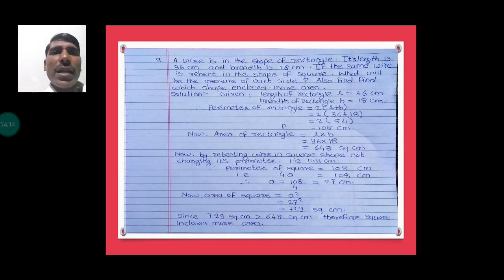You can compare these two areas. First, 648 is much smaller than 729, or you can say, since 729 is greater than 648, therefore the square is enclosing more area. Therefore the square encloses more area. That's the final answer of this question number 9.